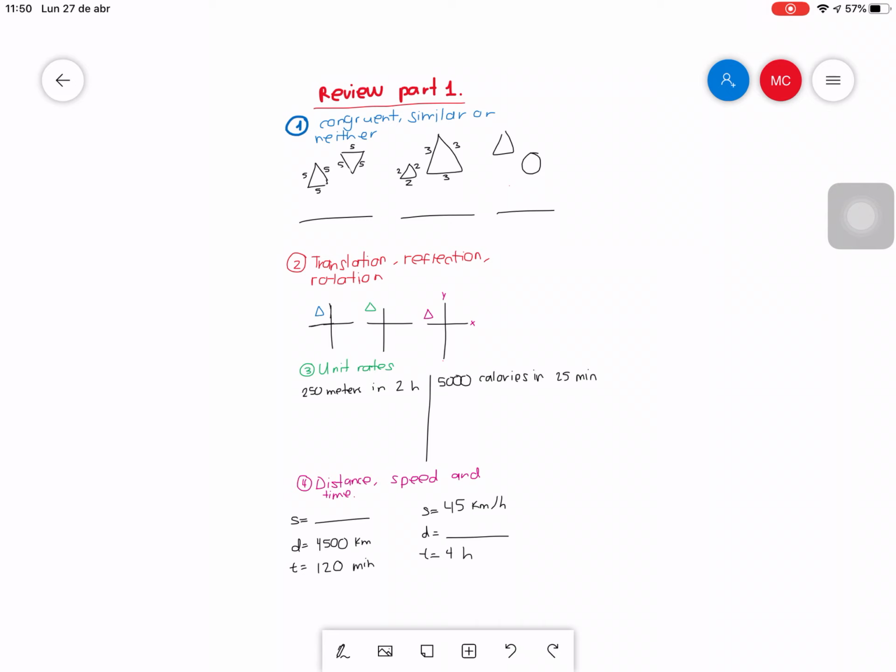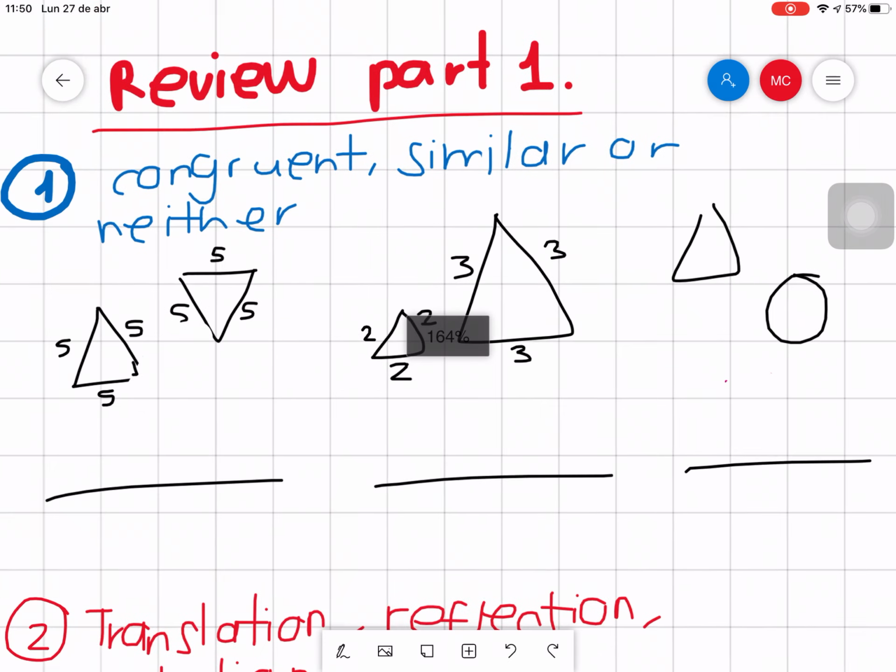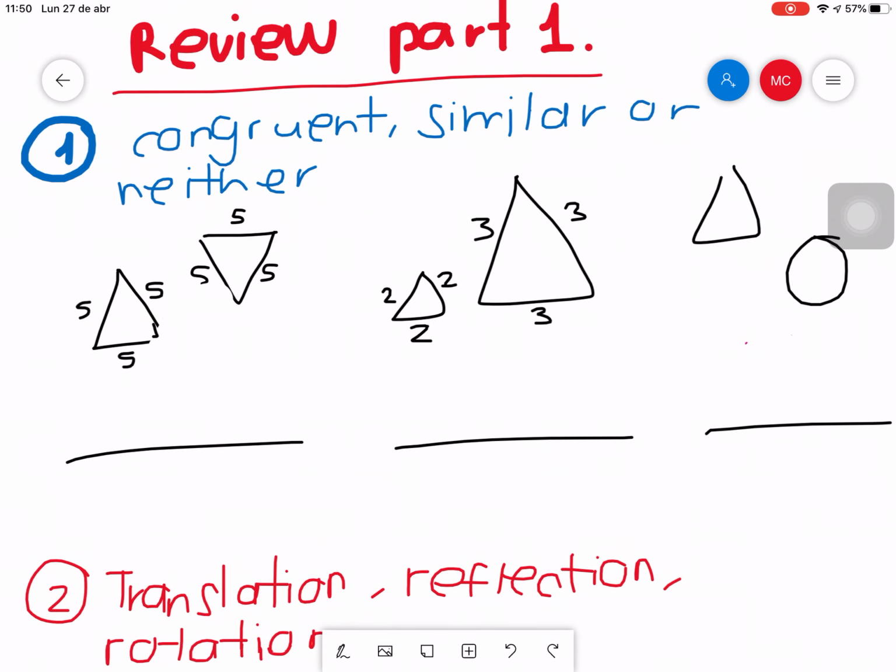This is review part 1 because I have divided it into two parts, which we're going to see today and tomorrow. It says review part 1: congruent, similar, or neither of them. We're going to start with those concepts, okay? You might remember, you may not remember, but I guess the words are pretty obvious on what they mean.